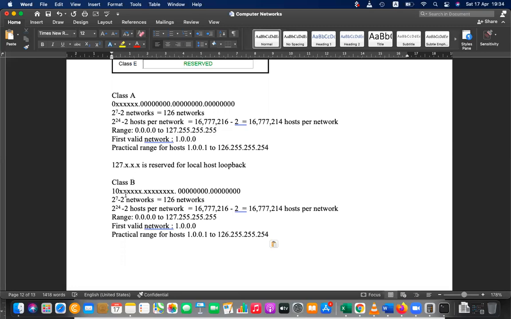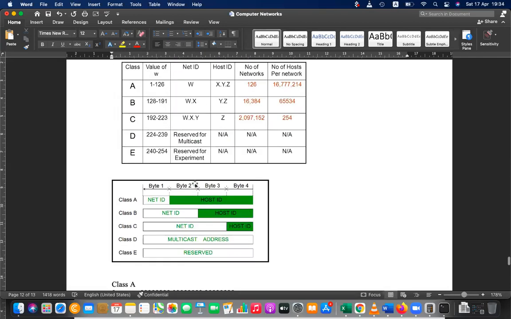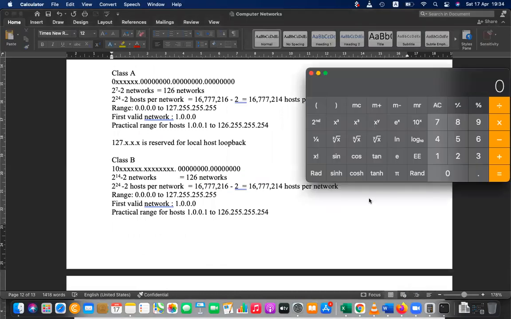How many bits are reserved for the network? Sachini, you said you understood. Yes, how many bits are reserved for the network in class B? 14. Yes, then what is the value? This one will be 2 to the power 14 minus 2 networks. Finally, how many networks? You can calculate 2 to the power 14.